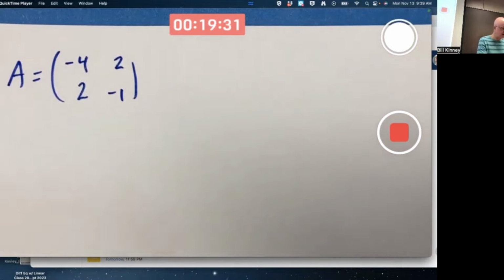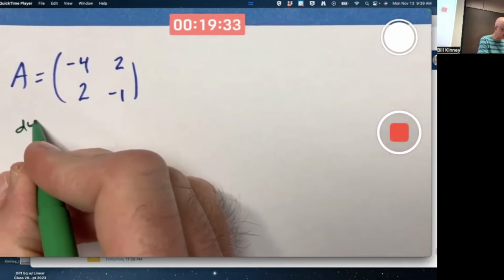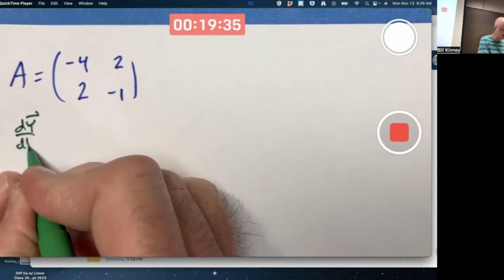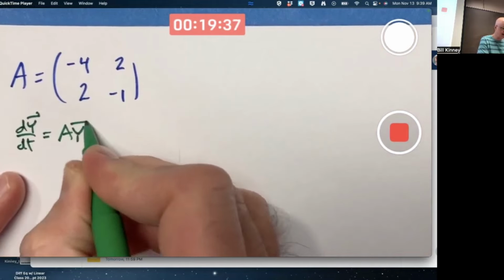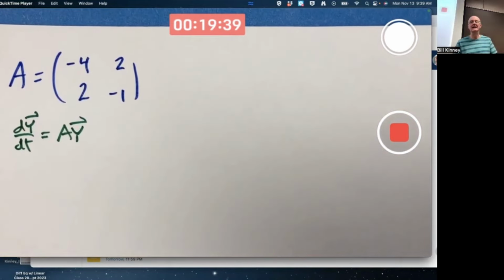So here we have a matrix A that we are going to consider the corresponding linear system for, dy/dt equals Ay. And let's solve the system a couple ways. Let's use the book's method, and then let's use diagonalization.